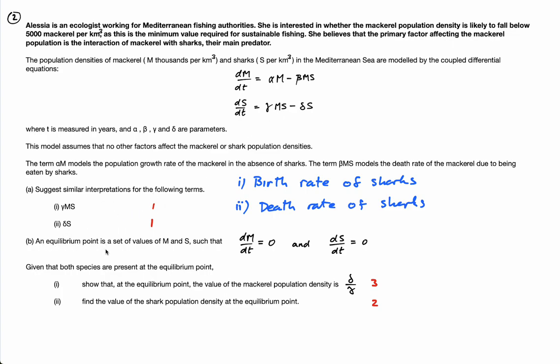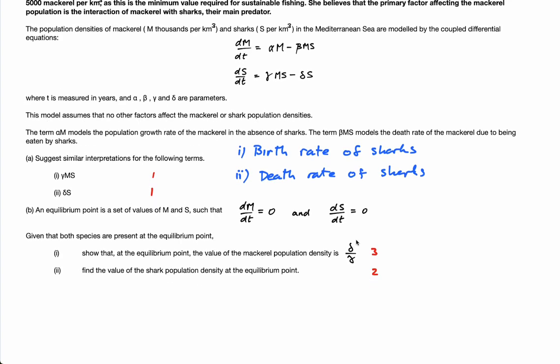Okay, part B. An equilibrium point is a set of values such that dM/dt and dS/dt equal 0. You should know that, guys. The equilibrium point is when the rate of change of the population of mackerel and sharks is 0, so there's no change. It says show that at the equilibrium point the value of the mackerel population density is delta over gamma.